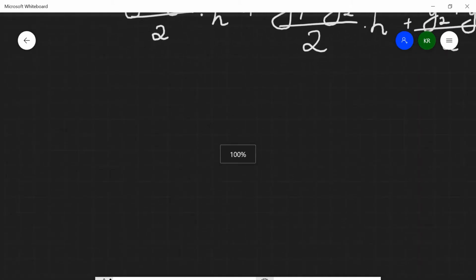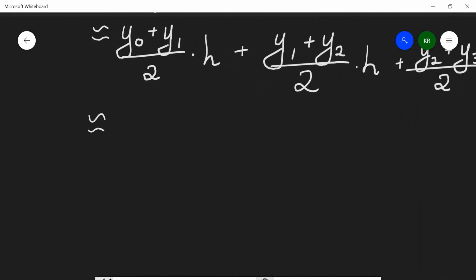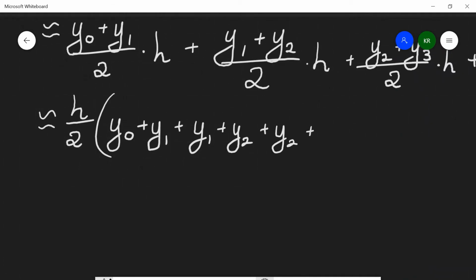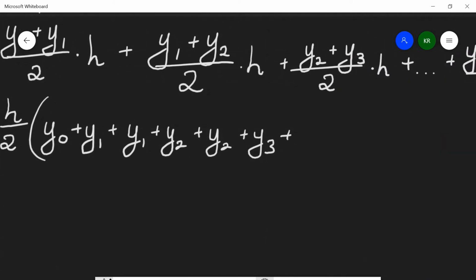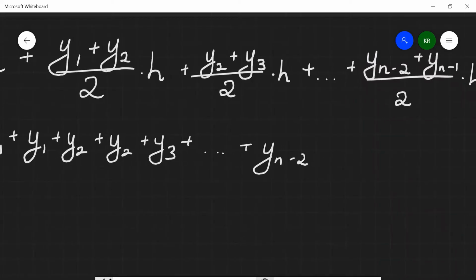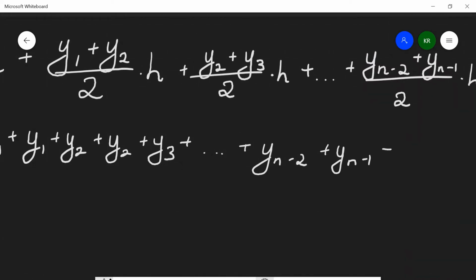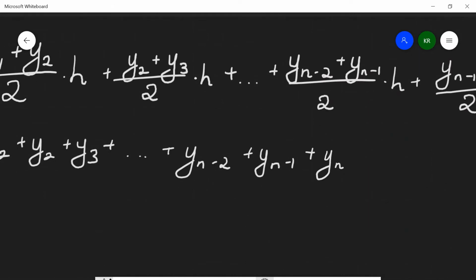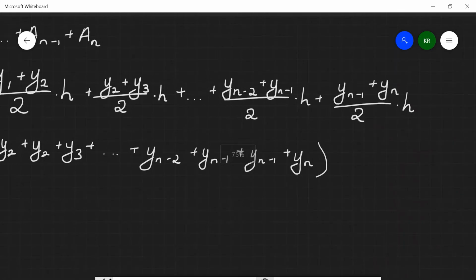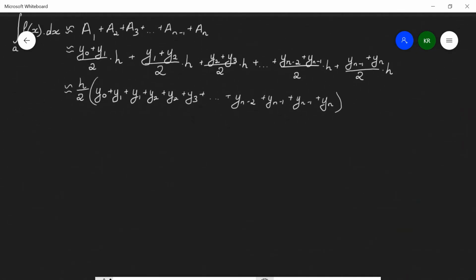We can simplify this. We can factorize out the h over 2, sorry. So it's h over 2, and then you've got y0 plus y1 plus another y1 plus y2 plus another y2 plus y3 plus, what's that? Well, all the ones in the middle, plus y of n minus 2 plus y of n minus 1 plus another y of n minus 1 plus, at the end there, y of n. Okay? Hope you agree that that's the same.